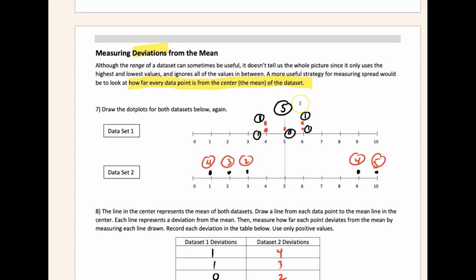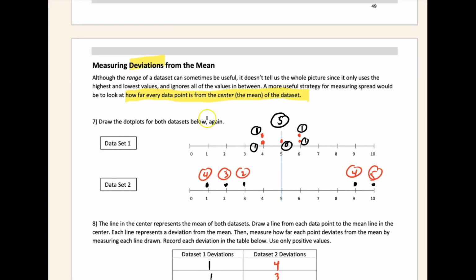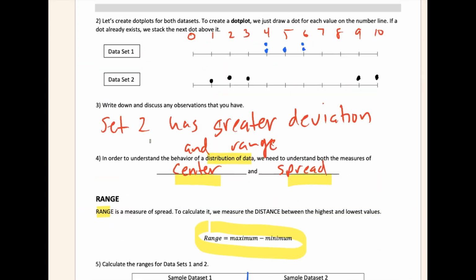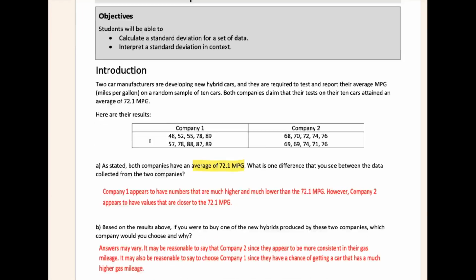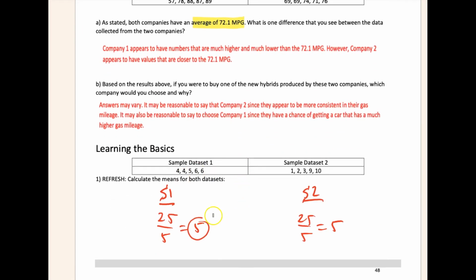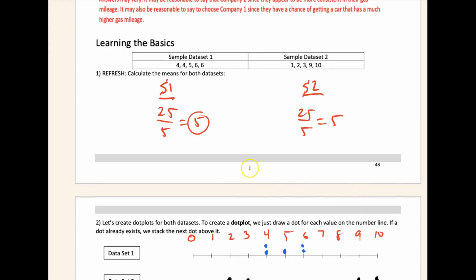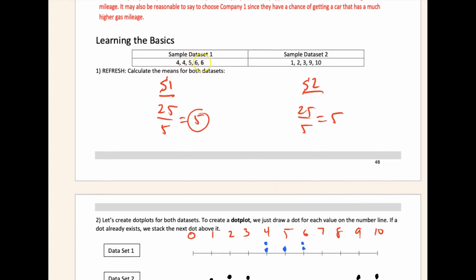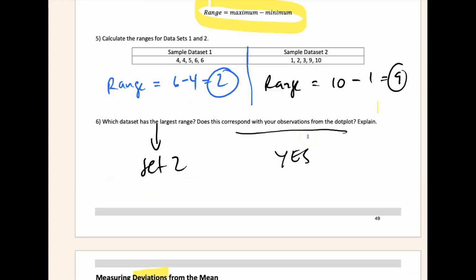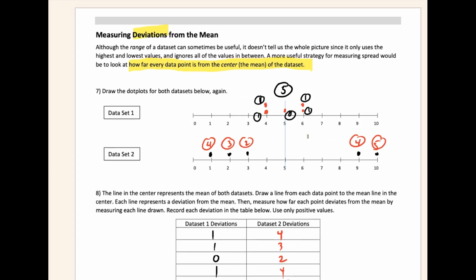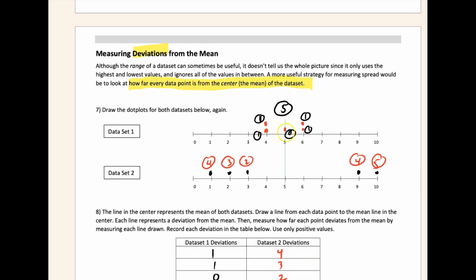So a more useful strategy for measuring spread would be to look at how far every data point is from the center. And so in this case, in the first data sets, data set 1 and 2, which we were looking at here, the centers were 5. And so a deviation is how far each of these numbers is from 5. And so you can see here, here's 5 right in the center, and then we have those data points from the dot plot.